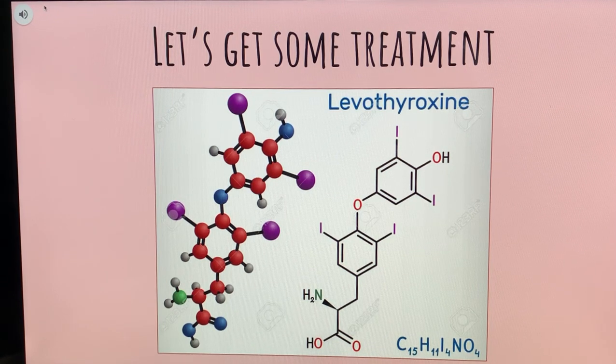Levothyroxine is the most prevalent and sometimes only treatment for hypothyroidism. Notice the chemical structure. There are 4 iodine molecules. This medicine is synthetic only for T4. It is important that levothyroxine is used more appropriately to achieve maximum benefit for patients.